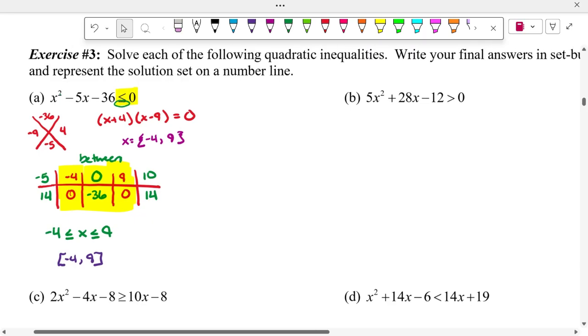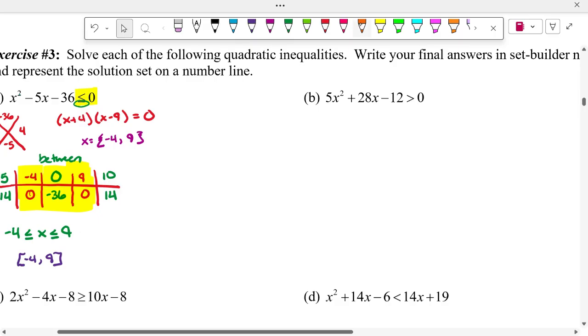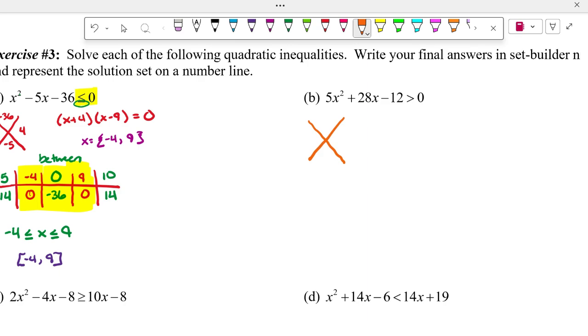All right, let's try B. So B, I got to factor it first. So big X. What goes on top? -60x squared. What goes on the bottom? 28x. So this one you probably have to use either T or reverse box for. So what are 2 factors of -60 that will add to 28? 30 and -2. Good.